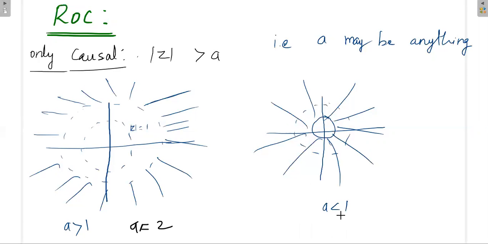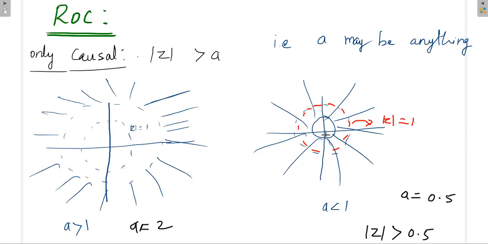Or otherwise, a may also be less than 1. For example, if a is 0.5, then we need mod z greater than 0.5. This dotted circle is the reference circle, mod z equal to 1, but we are inside that, so the radius is less, mod z equal to 0.5. Outside the 0.5 circle, we draw our region of convergence. One thing to consider: in this case we are including the unit circle, mod z equal to 1, but in the previous case we are not including it.